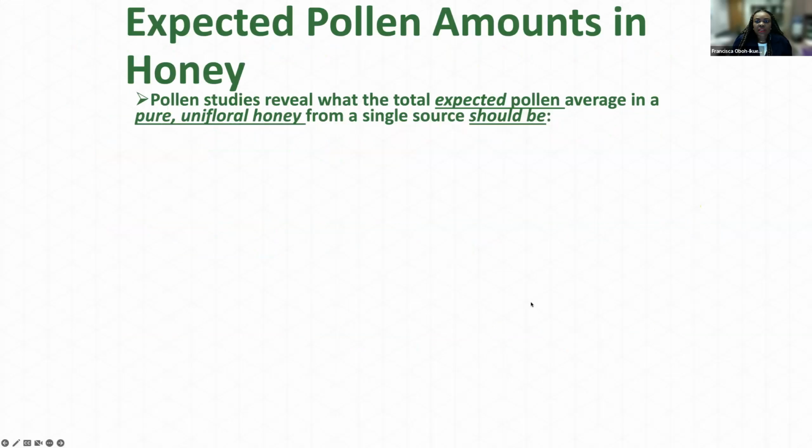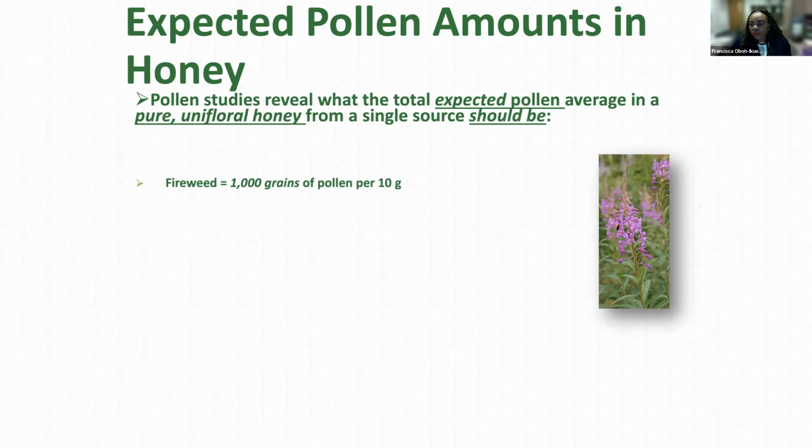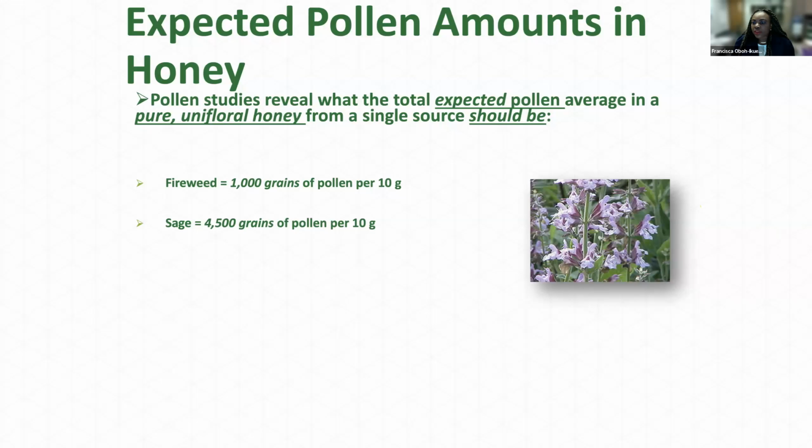So let's look at examples here. What's the expected average in a pure unifloral honey? In this case, there's just a single source, with no blending. These are some of the standards used. Let's start with fireweed. In this case, per 10 grams, you're going to find 1,000 grains of pollen, which is low compared to others.